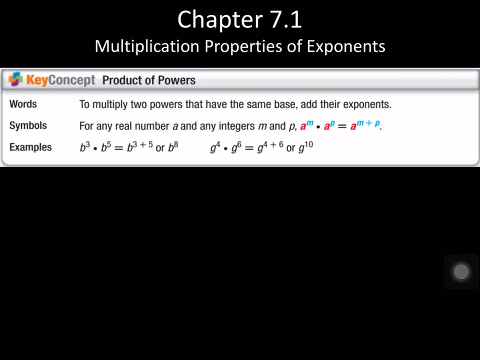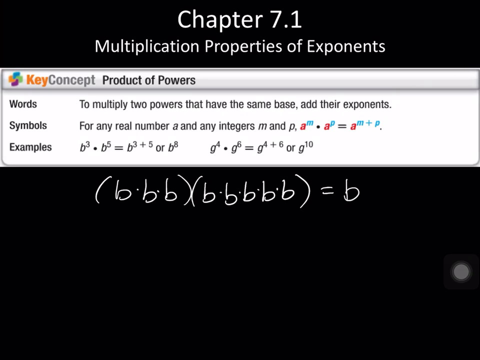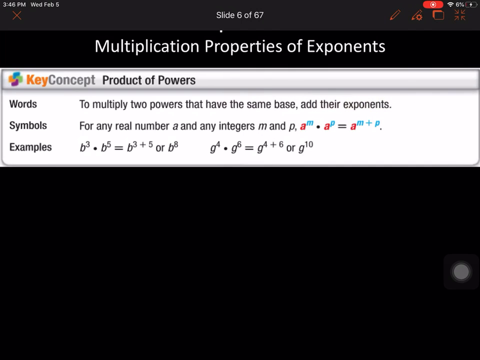Now the underlying thing that's happening here is we've got b cubed, which is b times b times b, being multiplied times b to the fifth, which is 5 b's all being multiplied. And all total, we're multiplying, so there's our 8 b's right there. We did that by taking the 3 and the 5, 3 plus 5, and that's where our 8 comes from. All right, so let's do an example here, to give you a chance to see one.